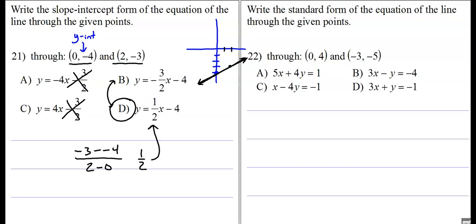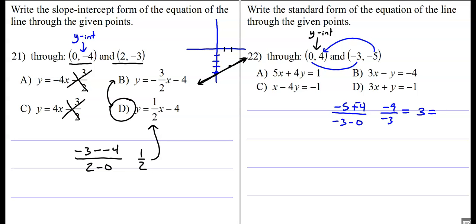Standard form. So same thing here, man. They give me the y-intercept. They're taking care of me. But I don't have the slope. So let's get the slope. I'm going to do y minus y, and then x minus x. And that comes out to be a -9 over a -3, which is +3.